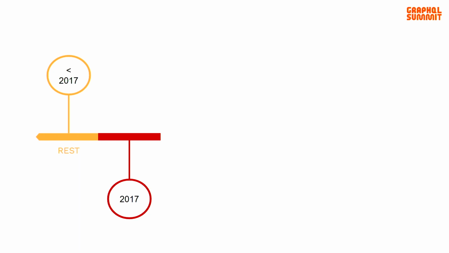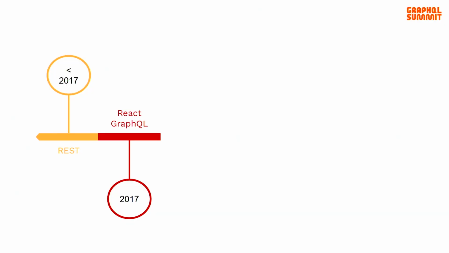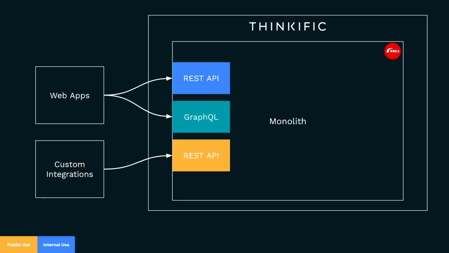In 2017, I joined Thinkific. I was working in Brazil for 3 months, and then I moved to Vancouver, Canada with my wife. And that's right about the same time when our front-end team was investigating ways to modernize our front-end applications, and they chose React. With React came the opportunity to experiment with GraphQL. So now we have a GraphQL API serving our web apps for internal use, and our complexity is still very low.